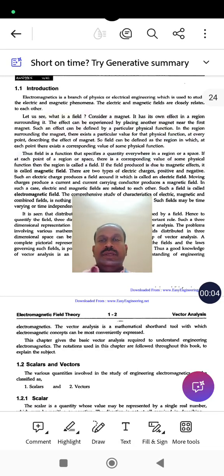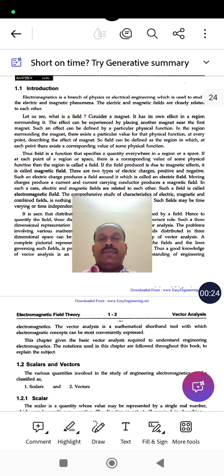So I am going to discuss vector analysis in the electromagnetic field. Electromagnetics is a branch of physics or electrical engineering which is used to study electric and magnetic phenomena. The electric and magnetic fields are closely related to each other. You have to see what a field is.